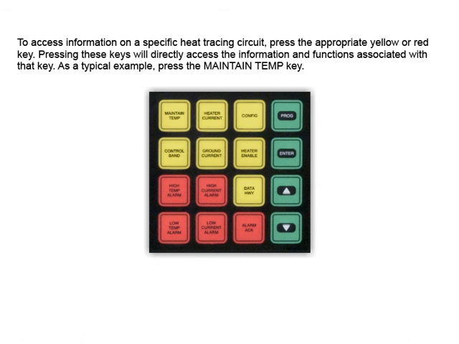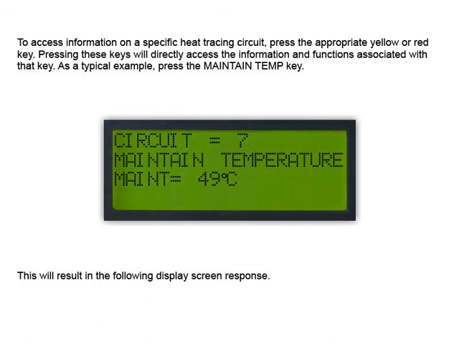To access information on a specific heat tracing circuit, press the appropriate yellow or red key. Pressing these keys will directly access the information and functions associated with that key. As a typical example, press the Maintain Temp key. This will result in the following display screen response.